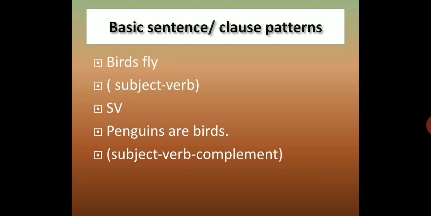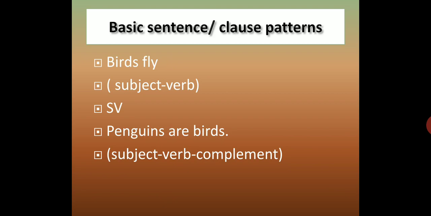Now, why do we consider are as a verb? In English, be is used as a main verb, or an auxiliary verb. The different forms of be include am, is, are, was, were, been, and being. I repeat, the different forms of the main verb or auxiliary verb be, B-E, are am, is, are, was, were, been and being, B-E-E-N and B-E-I-N-G.